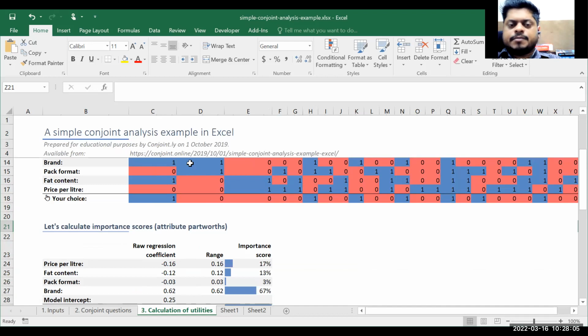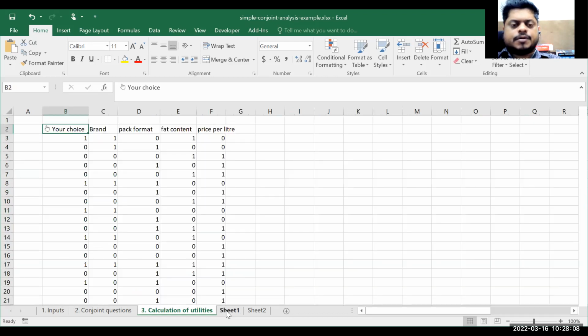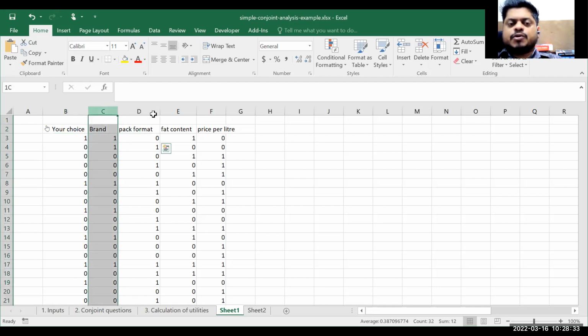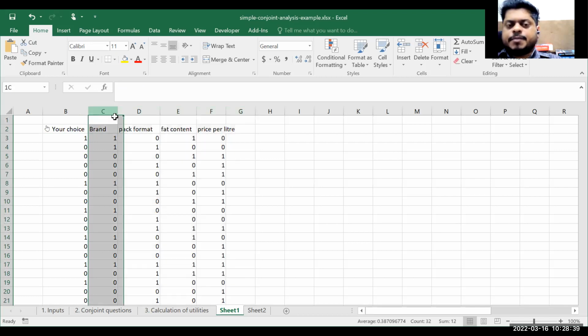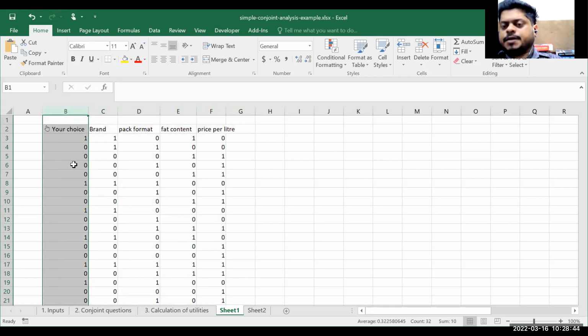So what I have done is put the same information in a tabular format. This is your dependent variable, this is your choice, right? And this is the brand, pack format, fat content, and price per liter. So when I form a regression line, I'm going to see how the choice of a person, whether that person is selecting the product or not, is dependent on these four attributes: brand, pack format, fat content, and price per liter, right? So the choice is my dependent variable, and these attributes become my independent variables.